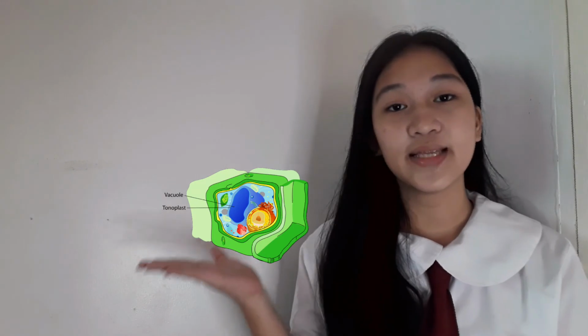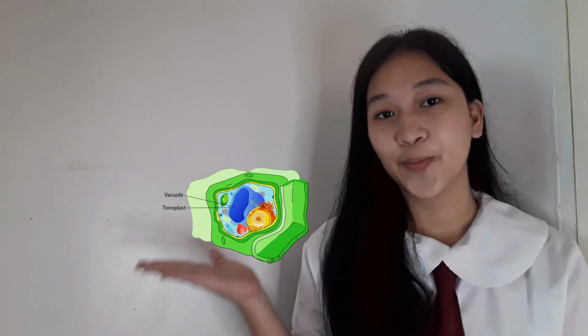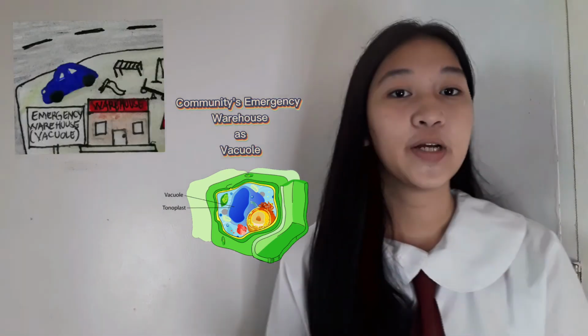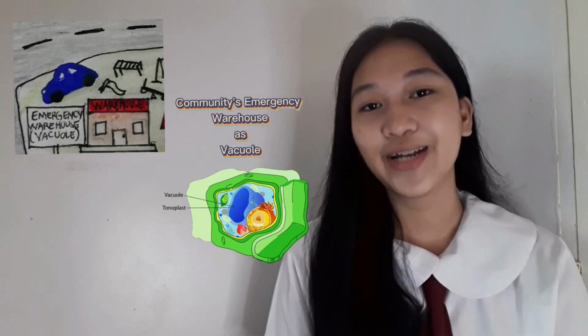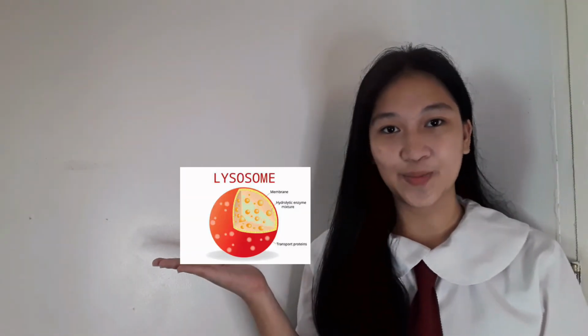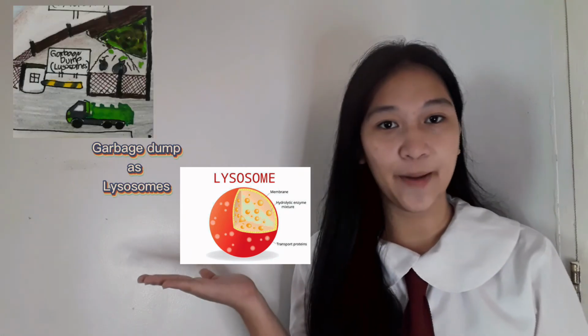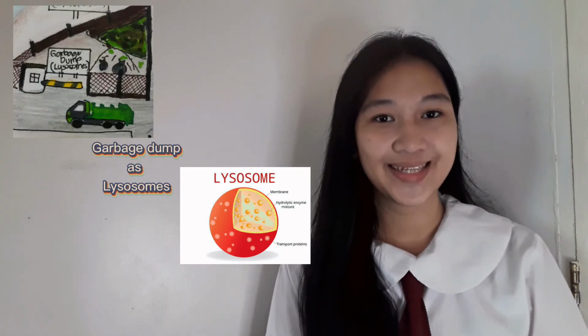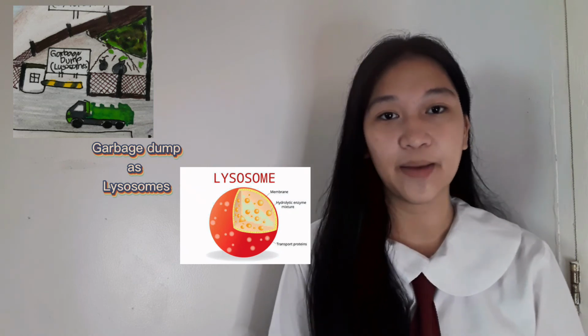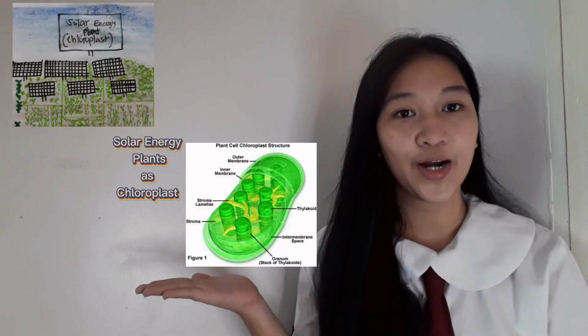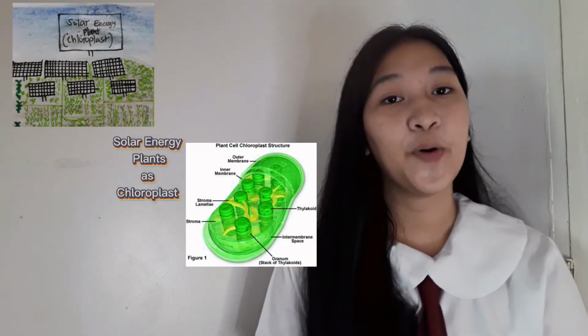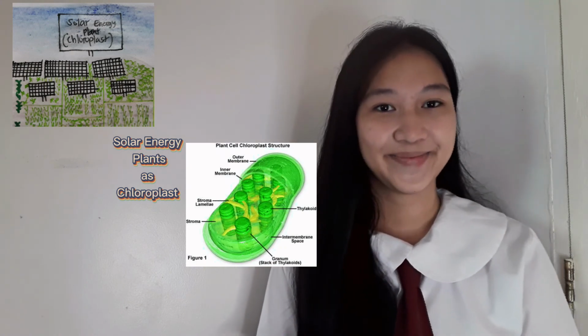The vacuole is the next organ, which I chose to be the community's emergency warehouse, because they are both enclosed rooms for storing essential materials for the cell and community. The next organ is the lysosomes, which I chose to be the garbage dump, because it breaks down waste and extra materials by disposing them for the cell and for the community. Lastly, the chloroplast, which I chose to represent solar energy plants, since they both gather energy from the sun.